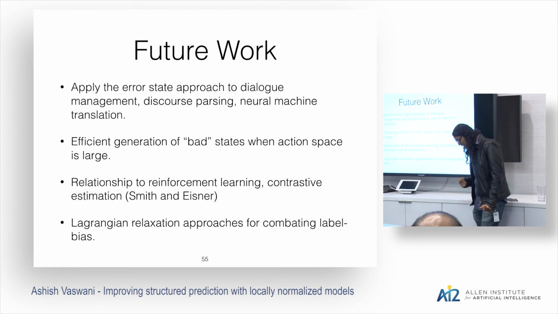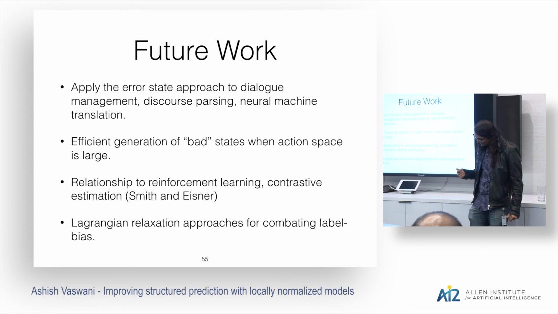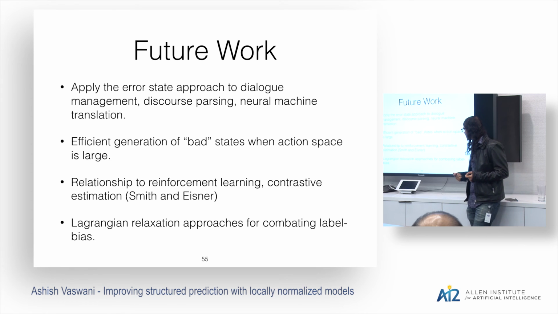You can think of some relationship to reinforcement learning here, where you can think of a bad state as a state that has negative infinity expected reward from the future. I've been trying to see if there's a much deeper connection, but I haven't been able to discover it. I think there are some interesting connections there. Some of you may be aware of the contrastive estimation work by Smith and Eisner, which looked at local neighborhoods and tried to move probability mass from bad local neighborhoods into the correct sequence. This has a similar feel.